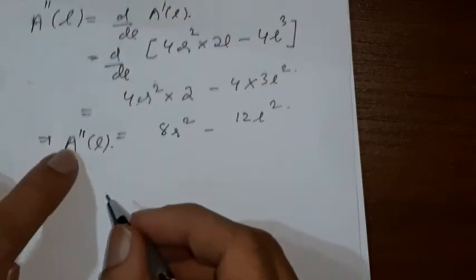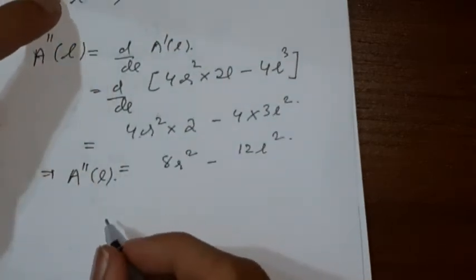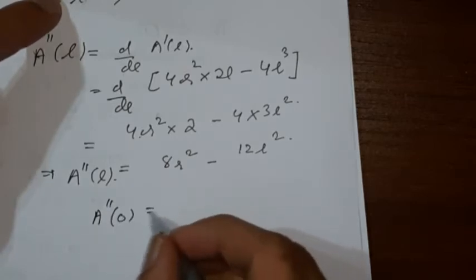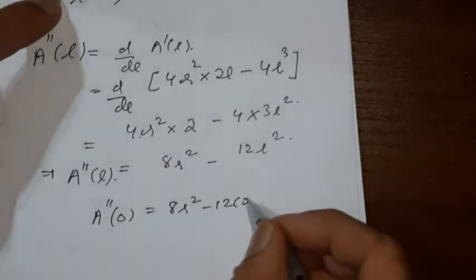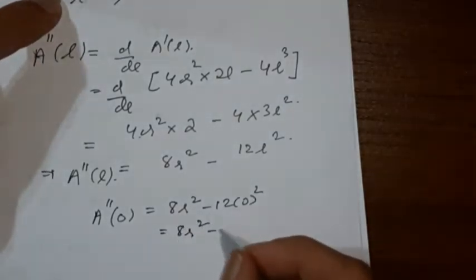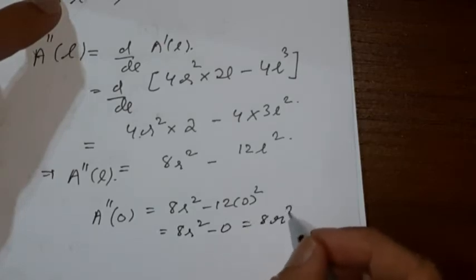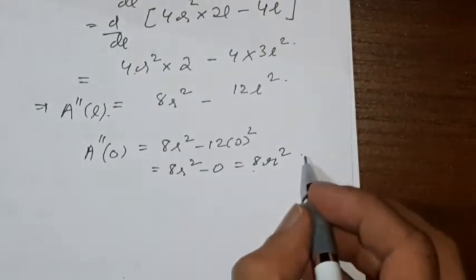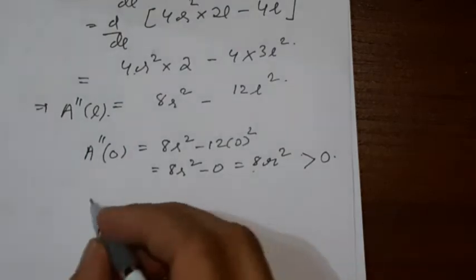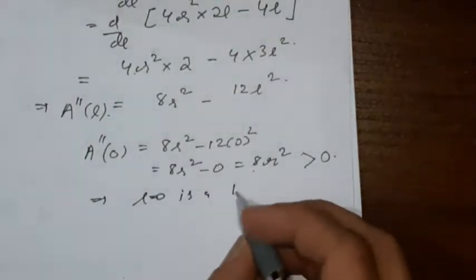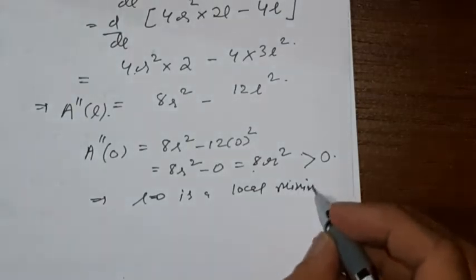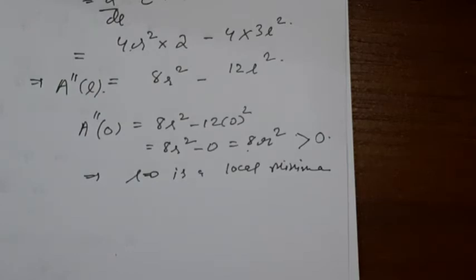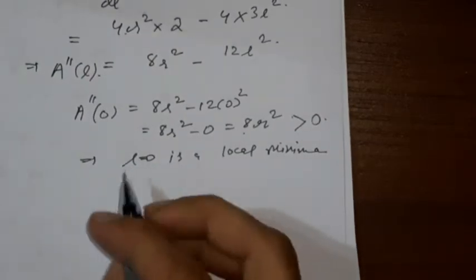Now at the critical points we have to check the double derivative. A double prime at 0 is equal to 8r square minus 12 times 0 square, which is nothing but 8r square. Now 8 is positive and r square is positive, so this is positive. So L equal to 0 is a local minima, and this we don't want, because we want the area to be maximum.